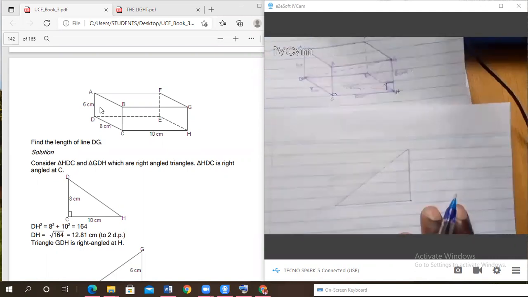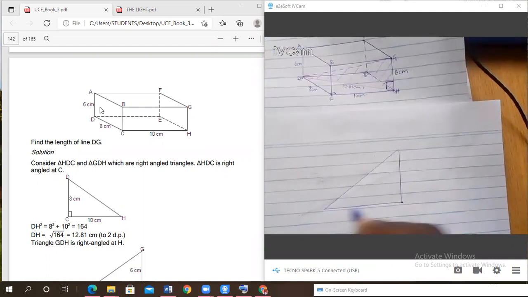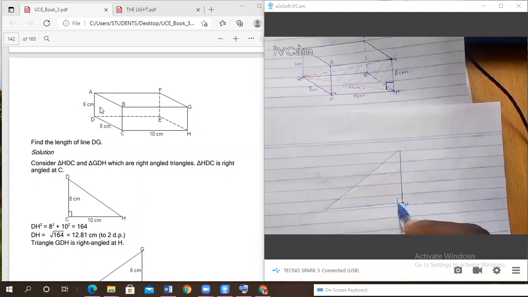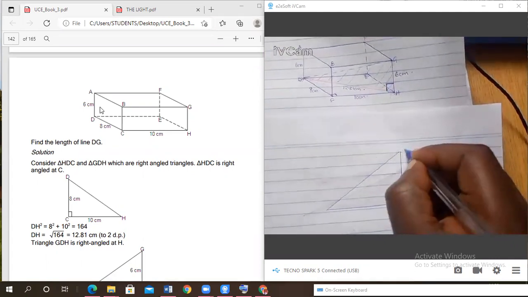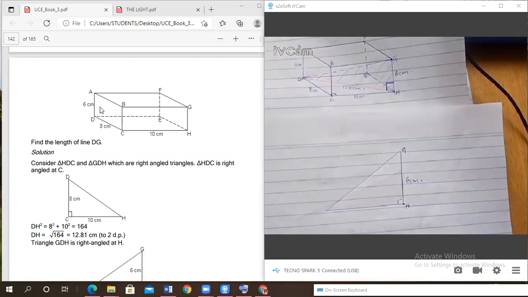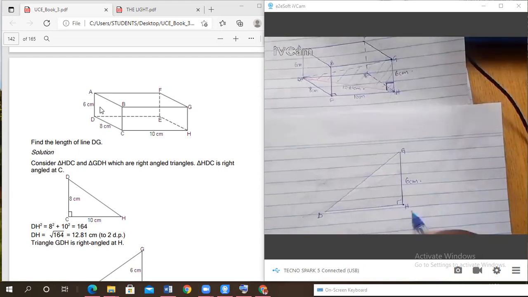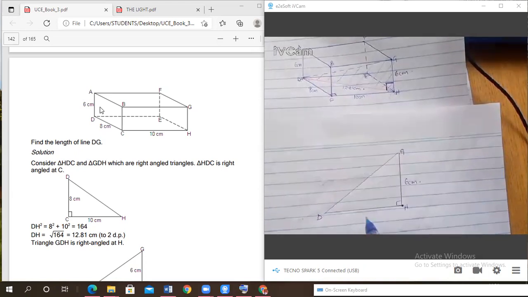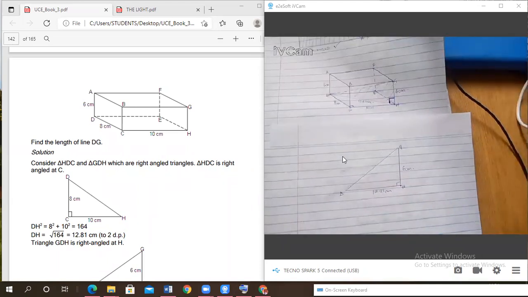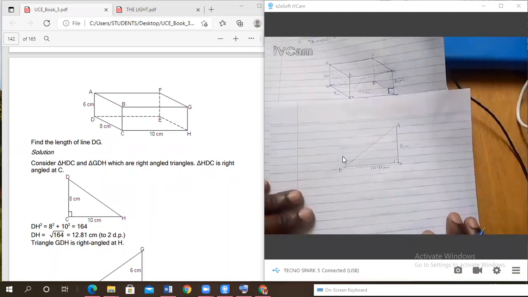No problem with that. So I know this point is H, because that's where 90 degrees is. That is H. This is B. This is 6 centimeters, and this is D, and DH is 12.81. So now we are going to use Pythagoras theorem and we find DG.